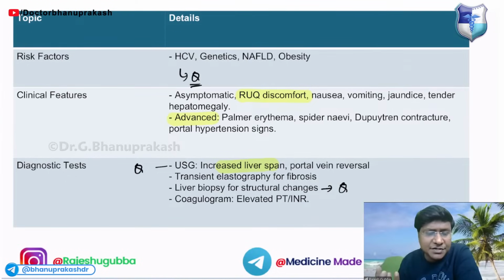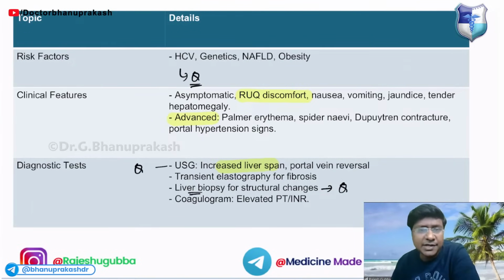So what are the other features that you will have in liver biopsy? There will be ballooning of the hepatocytes. There will be macrovesicular fat deposition, neutrophilic infiltration, spotty necrosis, and Mallory-Denk bodies. That is what you will observe on the liver biopsy, right?